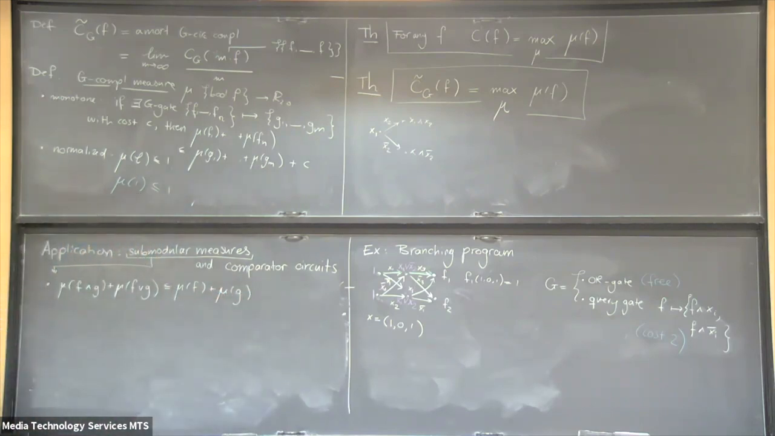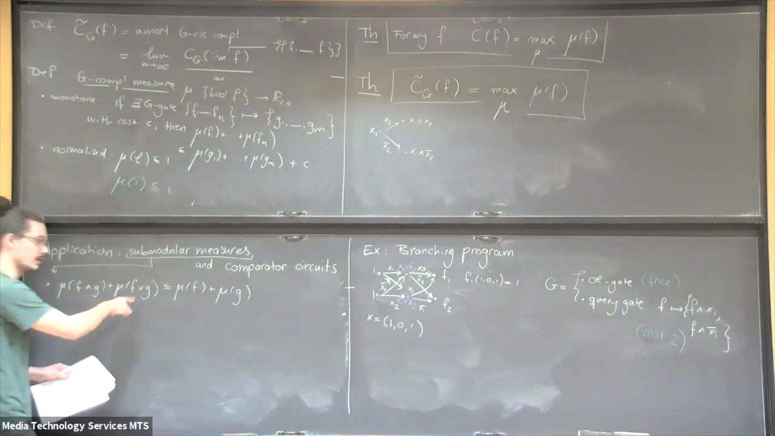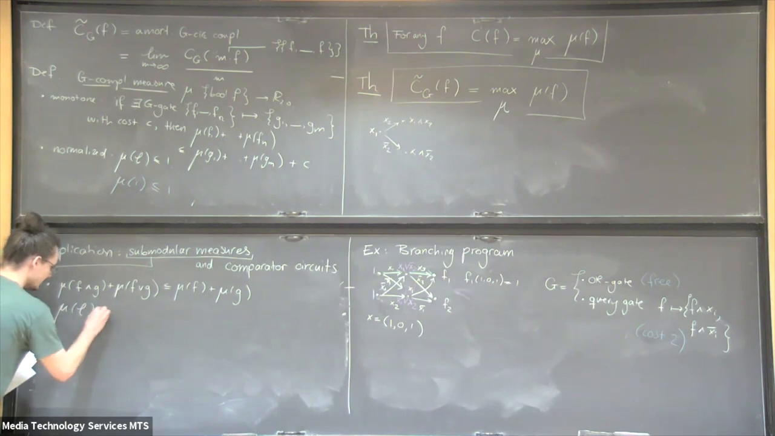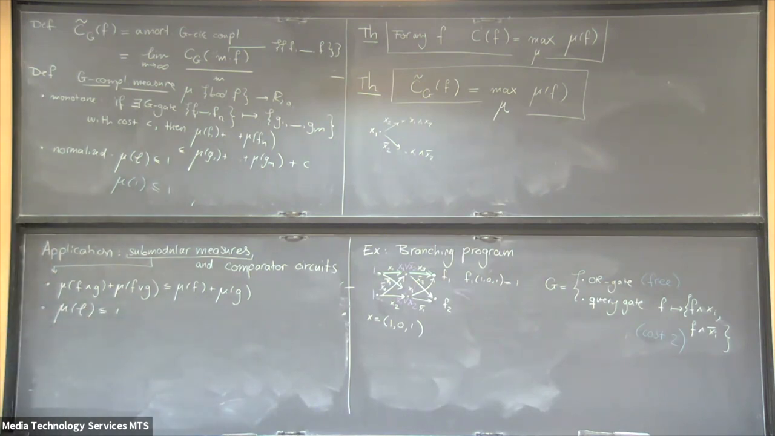So it applies only to the gate set of formulas, AND and OR? We'll see what kind of gate set this applies to. For now, I'm just defining submodular measures as any function mu from Boolean functions to the reals for which you have this property, which is stronger than the property we've seen for formal complexity measures, right? Because I'm now upper bounding mu of f and g and mu of f or g, both by the sum of mu of f and mu of g. So it's a subset of all the formal complexity measures. And also I will normalize it on literals.